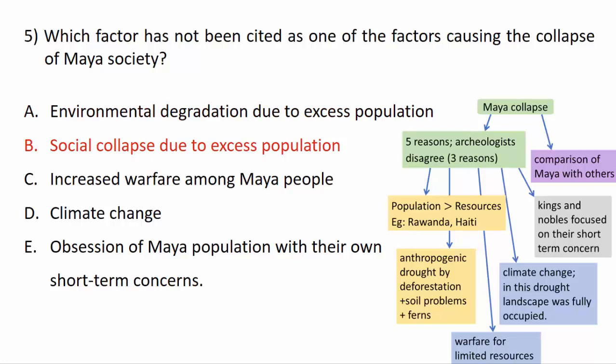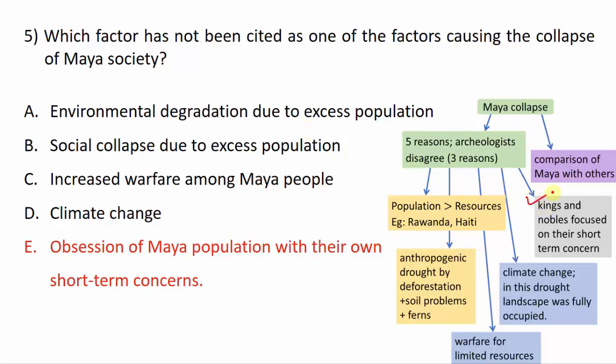Option B, social collapse due to excess population. This reason is also cited in the last paragraph. Also, excess population is mentioned in the first block itself. Option C, increased warfare among Maya people. This is the third strand. Option D, climate change. Yes, this is the fourth strand. Option E, obsession of Maya population with their own short-term concerns.